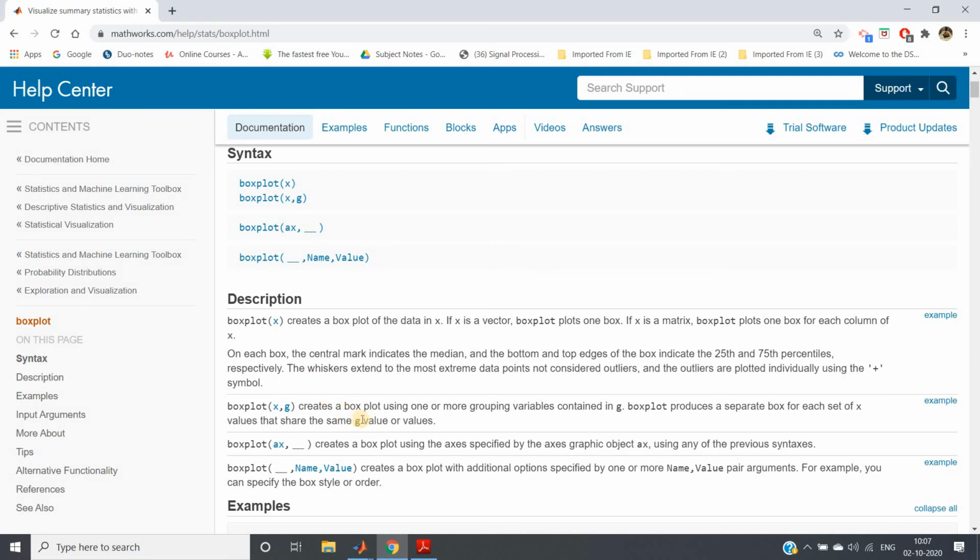Okay, one more feature of box plot I want to show you. Suppose an income dataset is present and another column is present as gender, male and female. Now you want to group your dataset with respect to gender. For the male data, you want to plot one box plot of the corresponding income, and for the female data a separate box plot. This kind of grouping can also be done in Matlab. See this second description, box plot x comma g creates a box plot using one or more grouping variables contained in g. So g stores the grouping variable based on which we group our data x, and it plots different box plots for different groups.